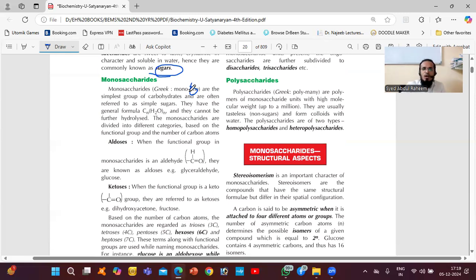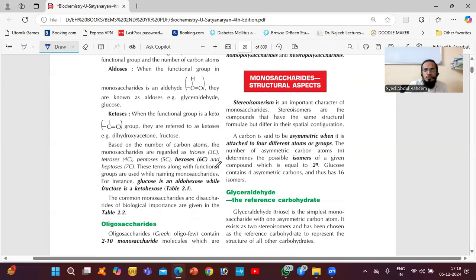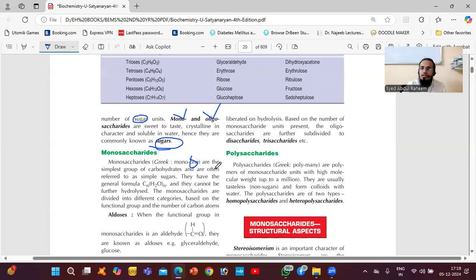These are the simple carbohydrates that are often referred to as simple sugars. This is the formula, and they cannot be further hydrolyzed. The monosaccharides are divided into different categories based on the functional group and the number of carbon atoms. The chemistry is given here, so it doesn't need more. Basically, you need to understand that a monosaccharide is a single carbohydrate, also known as a simple sugar. You cannot hydrolyze it further, because single means single only.